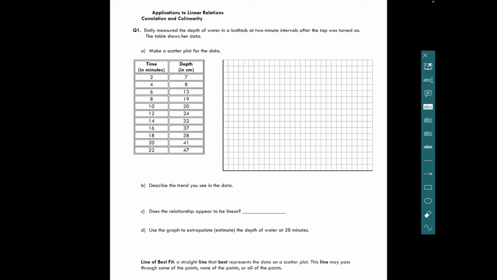So why we're keeping track of Emily and the water in her bathtub, I don't really know. But anyways, here it is.